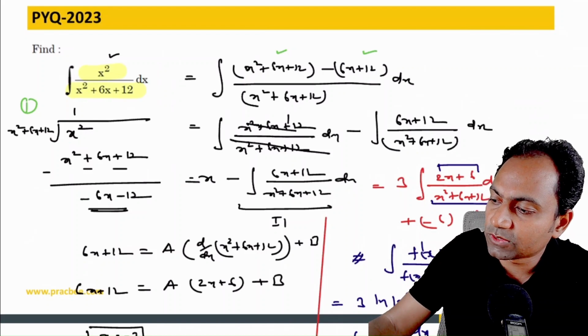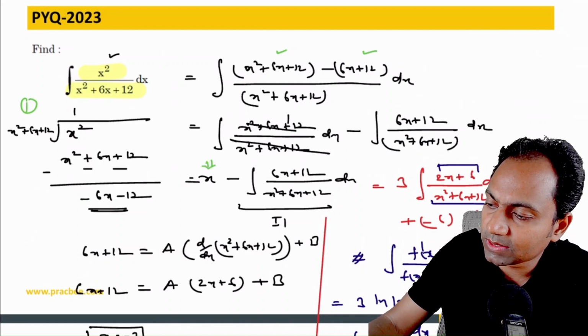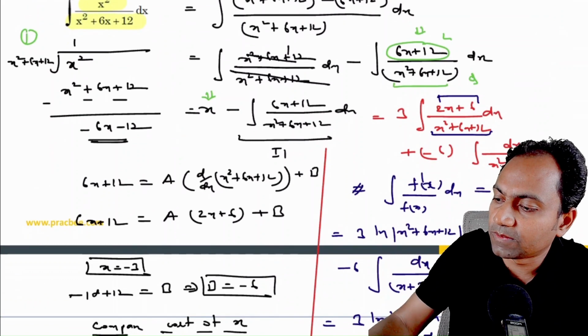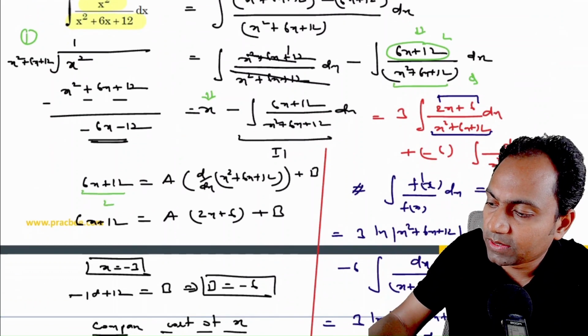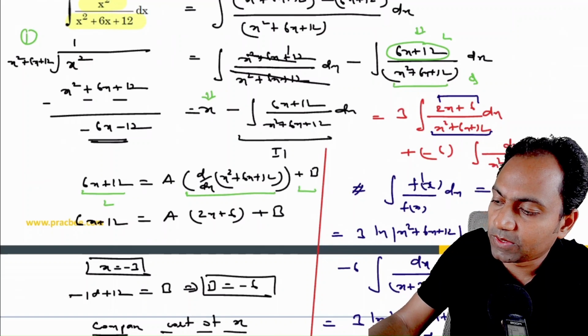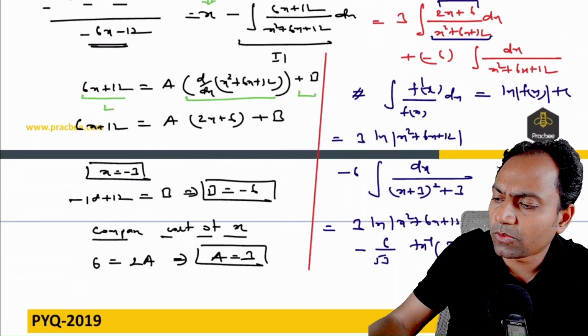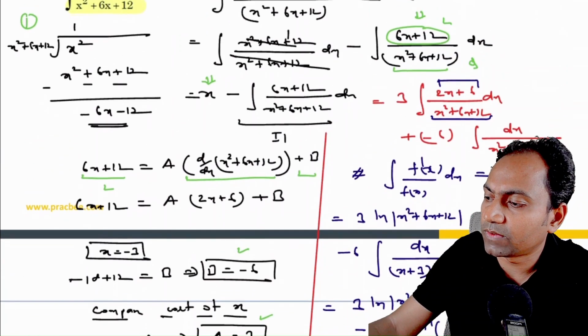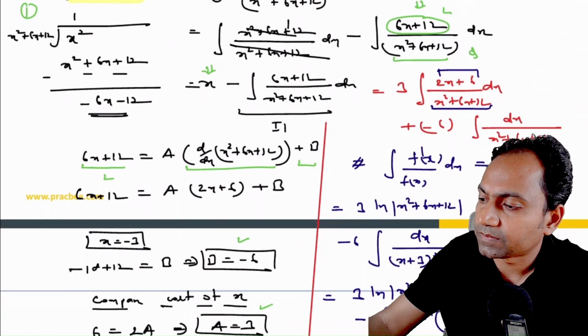If I divide the first part, I get the answer to the first part, that is nothing but x. In the second part, there is a linear by quadratic format. This is linear by quadratic, and the method to solve this is very simple. We write the linear part as a times the derivative of the quadratic plus b. Compare the coefficients or put the value of x to get the value of a and b. Once you have figured that out, we can solve this integral very simply.